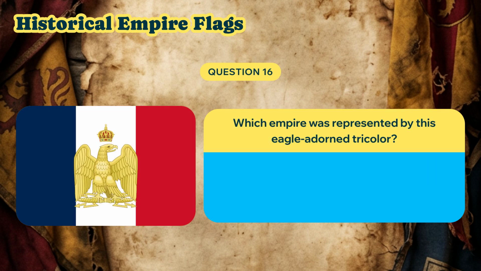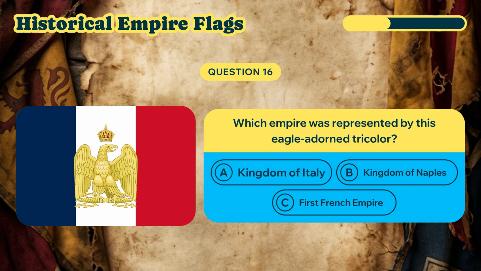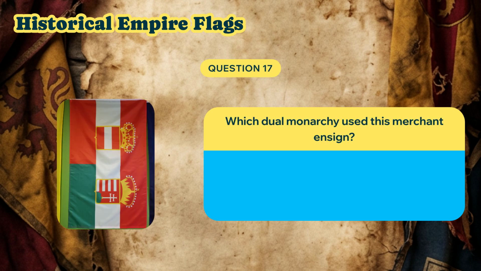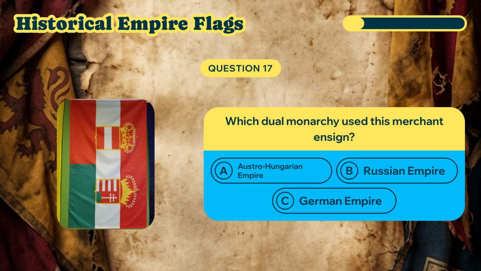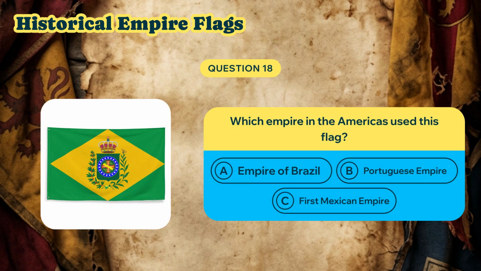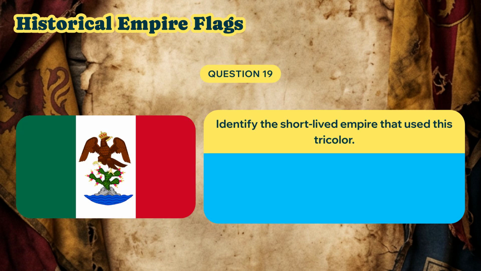Which empire was represented by this eagle-adorned tricolor? Which dual monarchy used this merchant ensign? Which empire in the Americas used this flag? Identify the short-lived empire that used this tricolor.